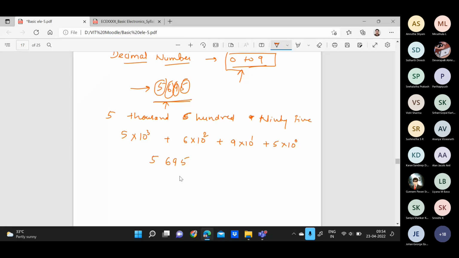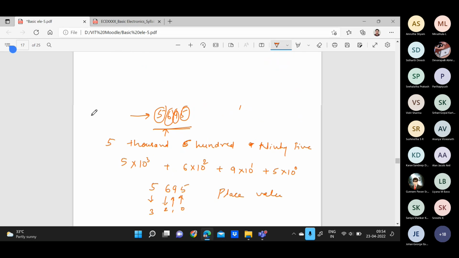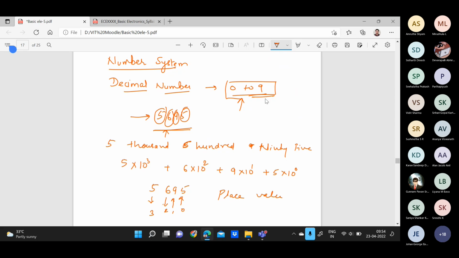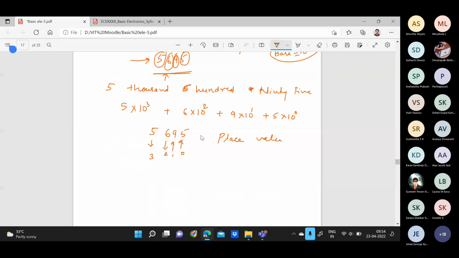Each digit has a place value. The rightmost digit has place value 0, the next has place value 1, then place value 2, and place value 3. As we are talking about decimal numbers, and we have 10 different digits to represent any number, its base is 10. Base is 10.